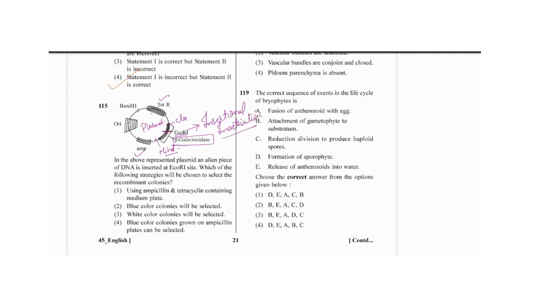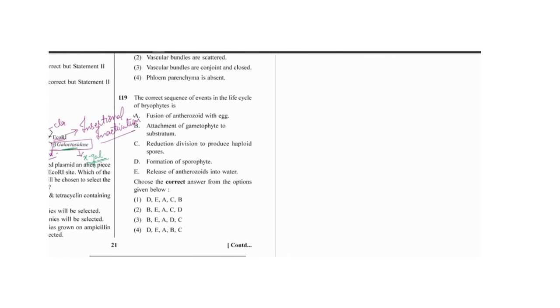Okay, so because of that we can say what type of colored colonies will be there. If the beta galactosidase was present, it will interact with the X-gal which is already present on the plate. But if insertional inactivation occurs, the beta galactosidase will not be synthesized, and the X-gal will remain alone and will not interact with the beta galactosidase, so colorless colonies will be there.